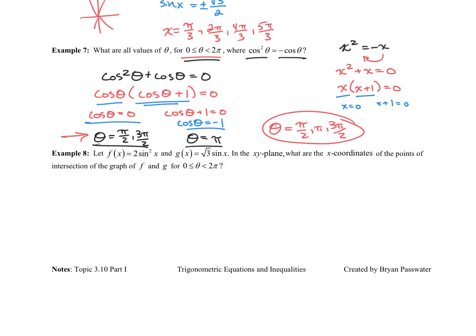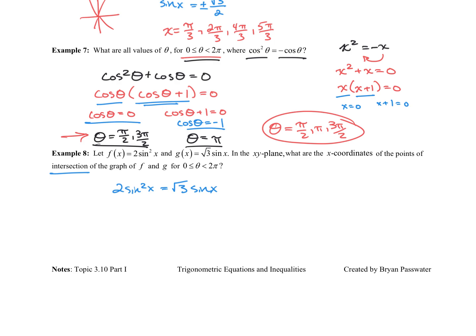Let f of x equal 2 sine squared x and g of x equal square root 3 sine x. In the xy plane, what are the x coordinates of the points of intersection of the graphs of f and g for 0 less than or equal to theta less than 2 pi? Fantastic. So again, I'm looking for an intersection. So what do we do for an intersection? We set them equal. So we're going to set 2 sine squared x equal to square root 3 sine x.